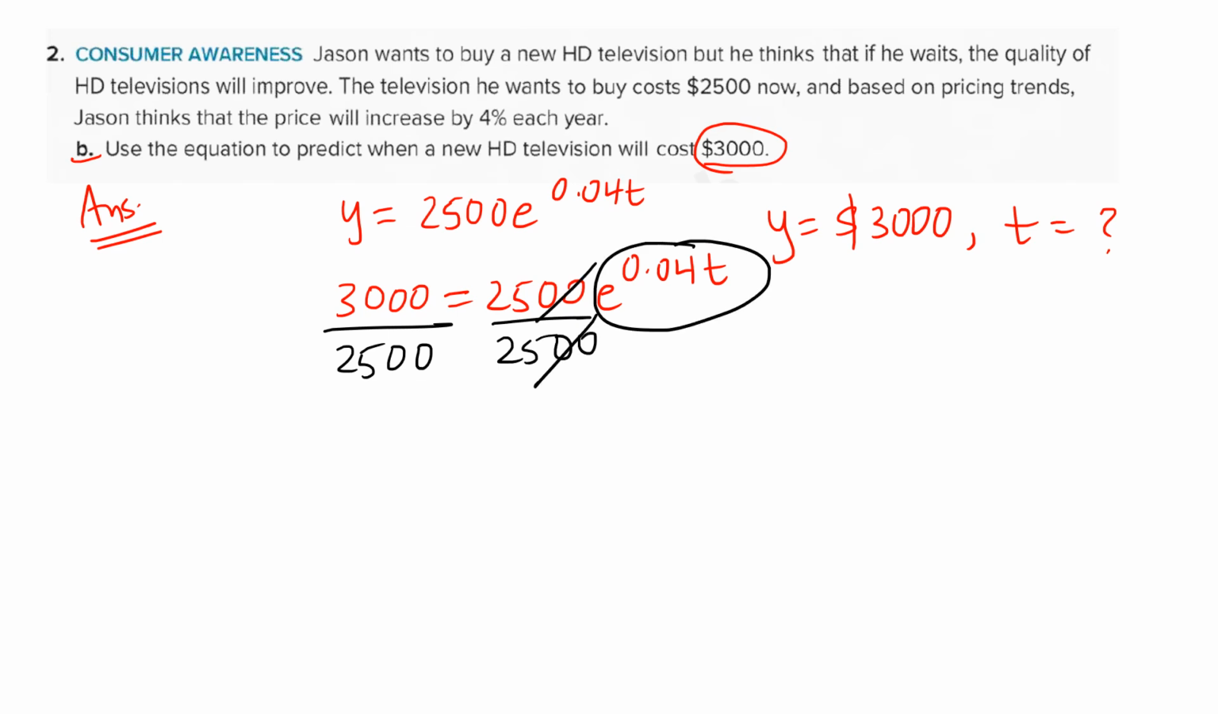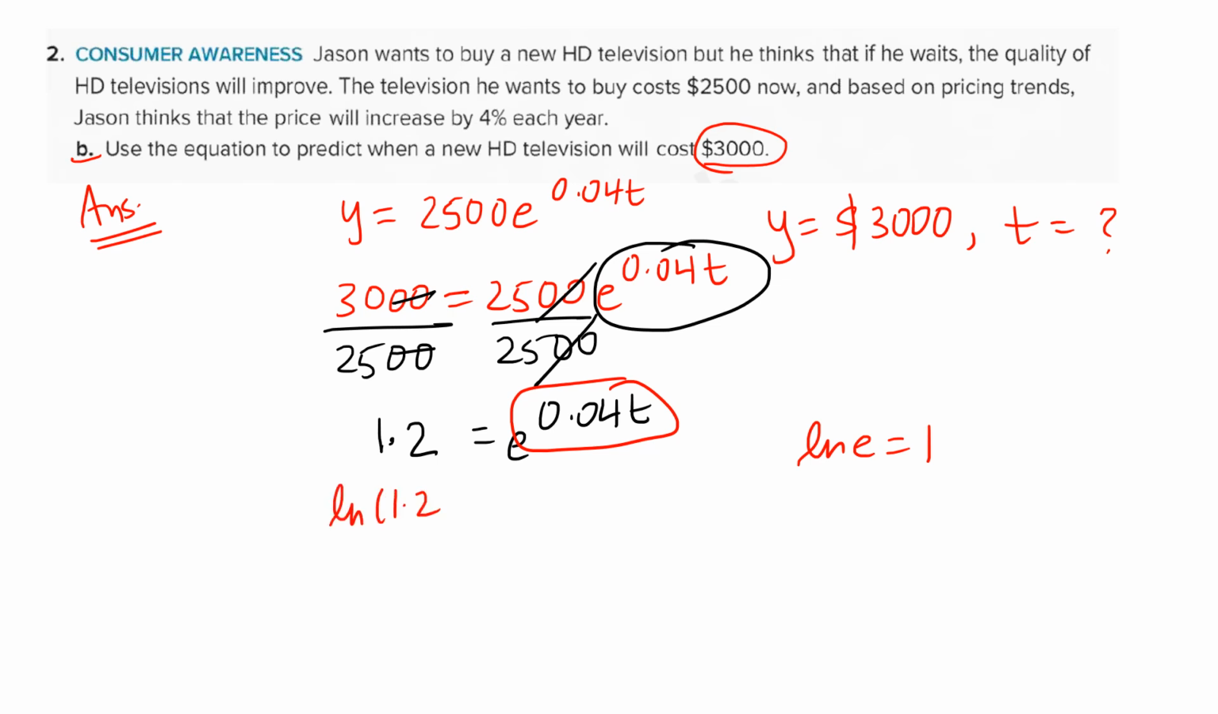So what are we left with? e to the power 0.04t, and if you simplify this fraction, it will come out to be 1.2 in decimal. Now similarly, like the previous question, I need my t, which is in the power. So in order to apply the power rule and property of equality for logarithmic equations, I know ln e is 1, so I'm going to use that and take natural log on both sides. When I do that, the right side leads me to the decimal and the value of t, and on the left I have the natural log.